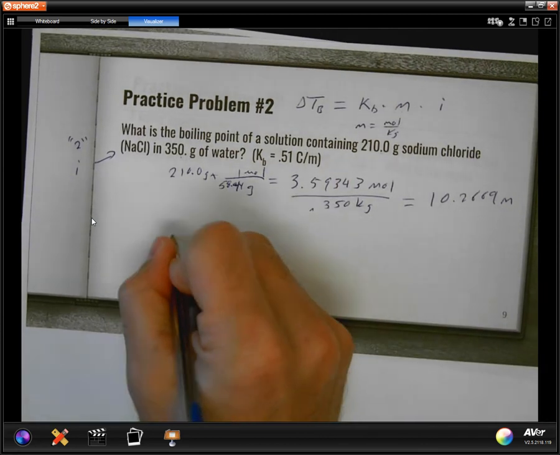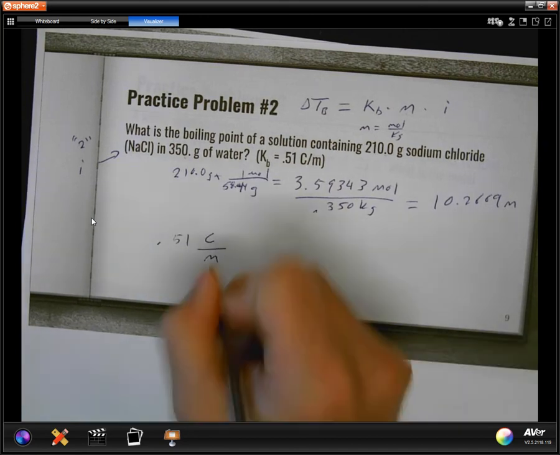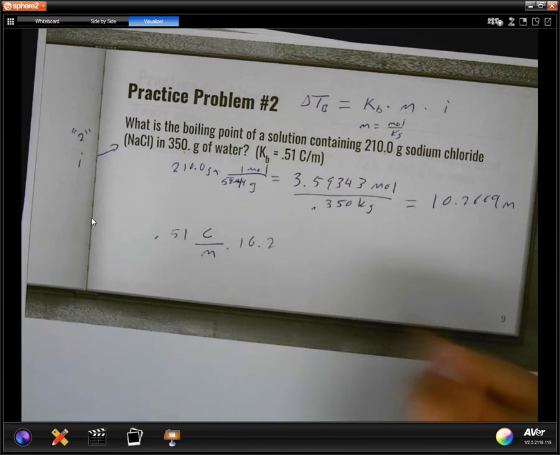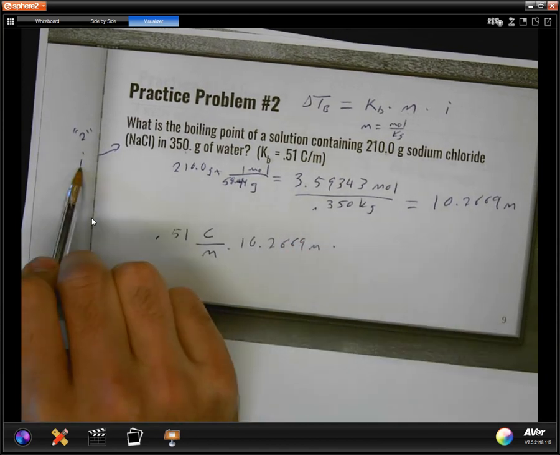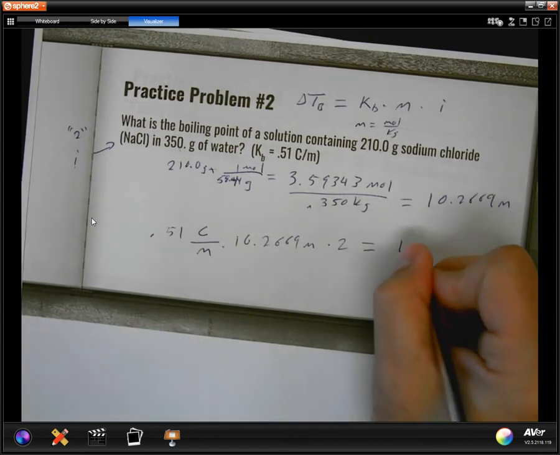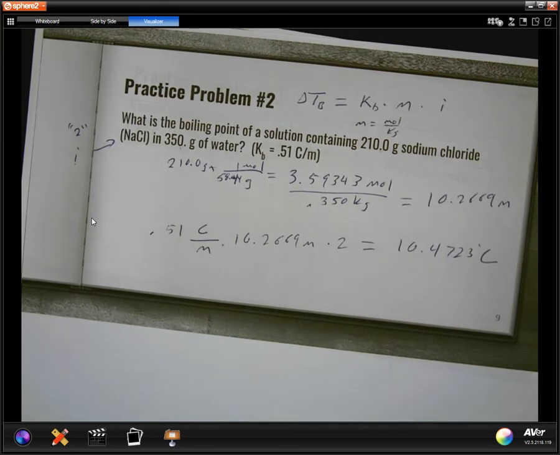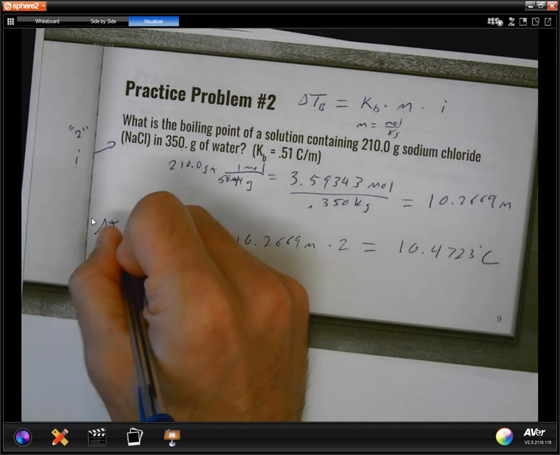I'm going to go my 0.51 Celsius per mole times that by my concentration, 10.2669 mole, times that by my i, which is 2, and it gave me an answer of 10.4723 degrees Celsius. Now, let me remind you, this all equaled the change in temperature.